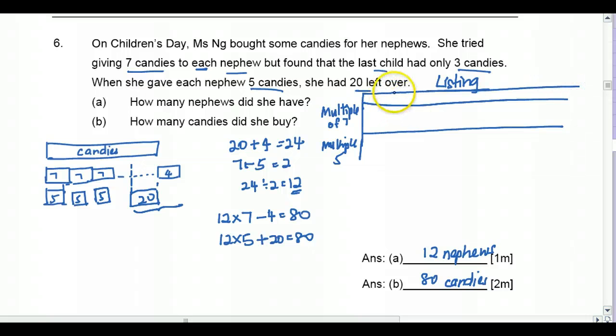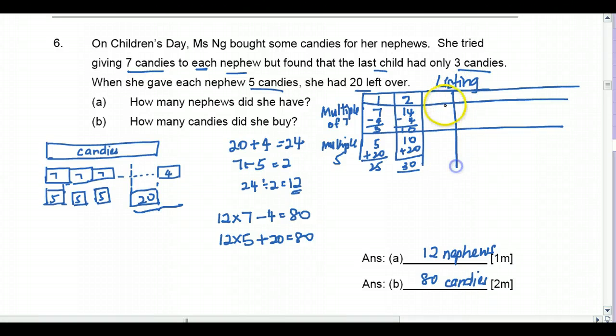If I have 1 nephew, I have 7, not enough, so I minus 4, I get 3. For 5, I must add my 20, so it's 25. You realize that they are not the same. I list 2. 2 times 7 is 14. I must minus off my 4 to get the candies. I will have 10. 5 times 2 is 10 plus 20, I get 30. You realize it is still not the same.